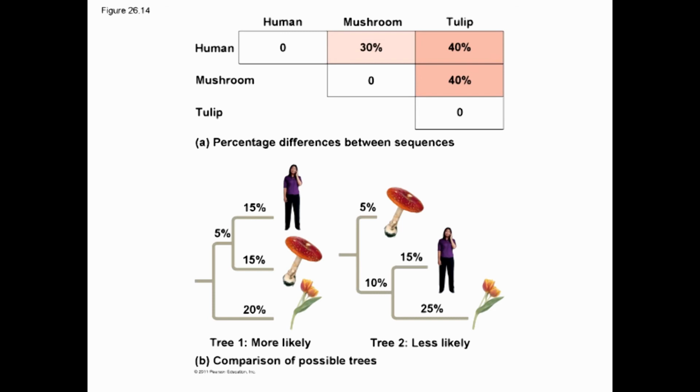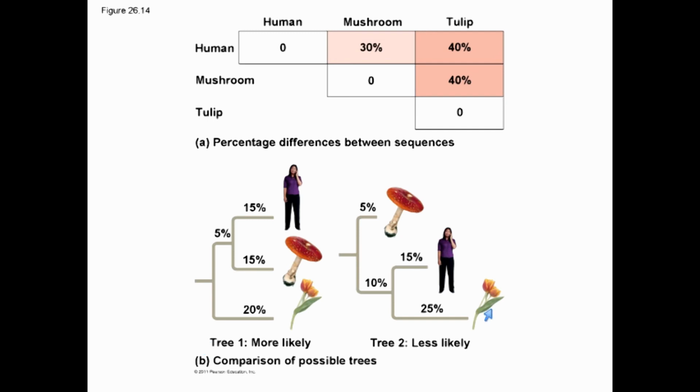Okay, so we looked at this tree before, and here's the data for us, 30%, 40%. And here's our flower, our fungus, and our animal. And here's our percentages here. So 20% change, 5% change accumulated here, 15% for both of these. Okay, so tree number 1 was considered to be most likely to be correct.